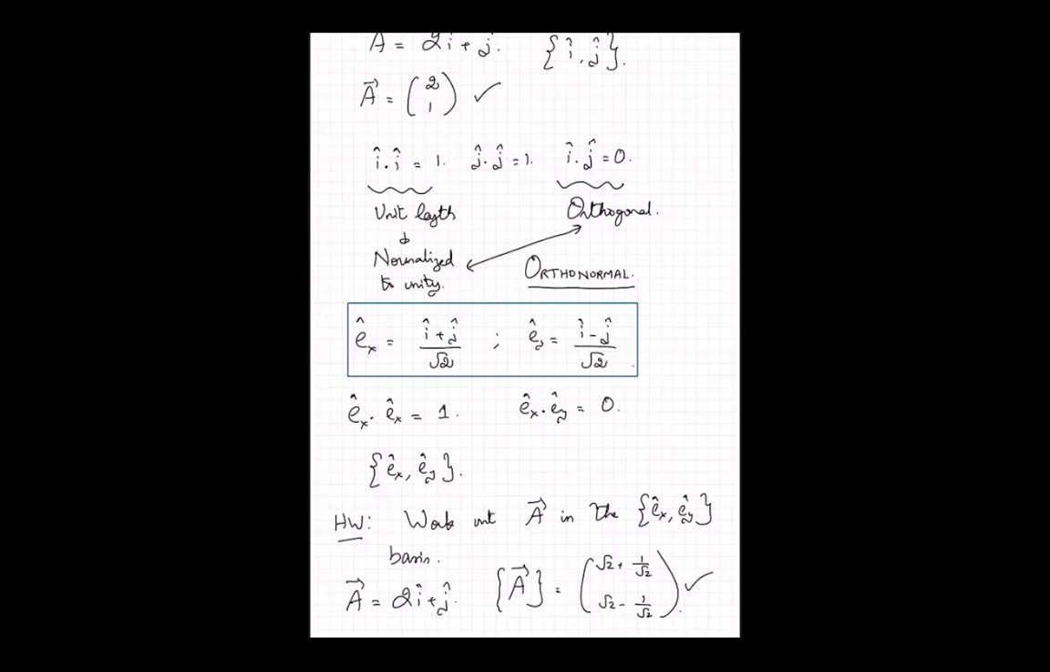So in the ij basis, I can write my vector a as 2i plus j, and in the Ex, Ey basis, I can write the vector with components square root of 2 plus 1 over root 2 and square root of 2 minus 1 over root 2. Okay, so this is the important thing that you have to understand.